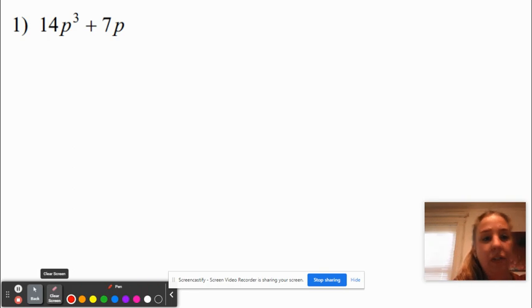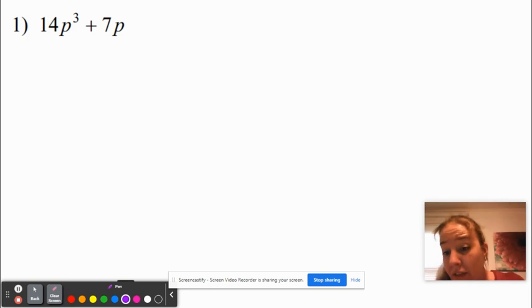See, you'll notice there's a p in both of these terms. So the p can also be factored out as well. So just like last week, you have coefficients of 14 and 7. So the greatest common factor of 14 and 7, right? You got to think what numbers go into both of those.